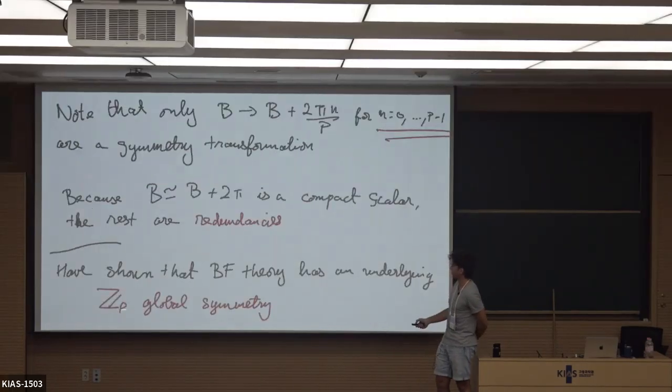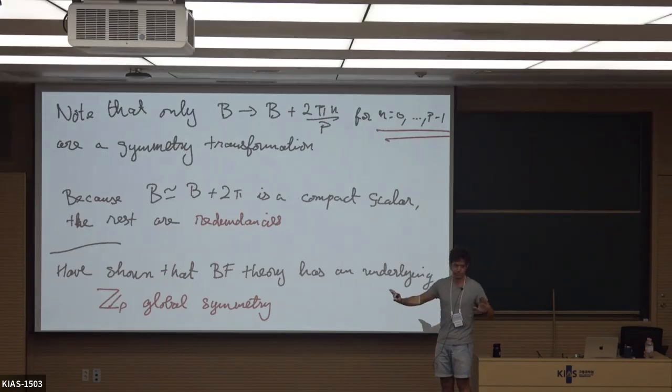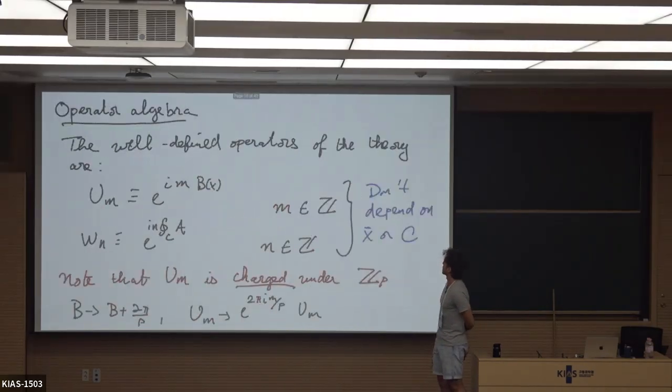So what that means is that the global symmetry of this theory is also known as Z_P. It's a discrete global symmetry of this topological theory. Okay? Clear so far? Very good. Okay. So now let me tell you what the well-defined operators of the theory are. The well-defined operators of the theory, because B is only identified modulo 2 pi, the well-defined operator of the theory is an exponential of B.